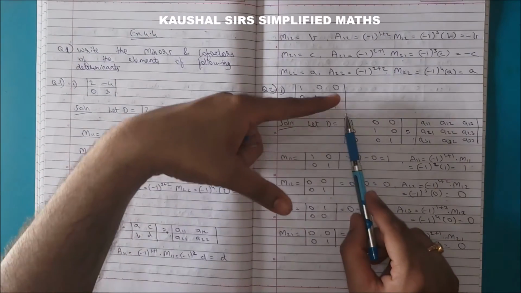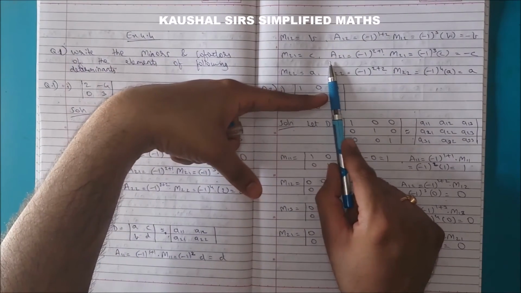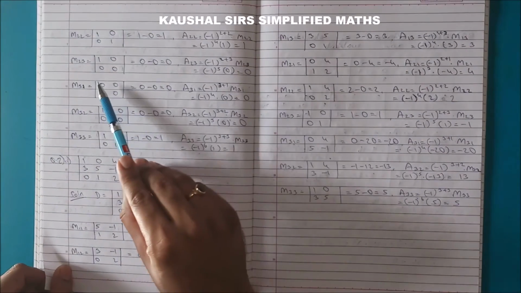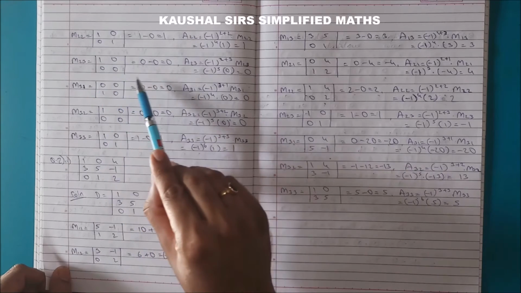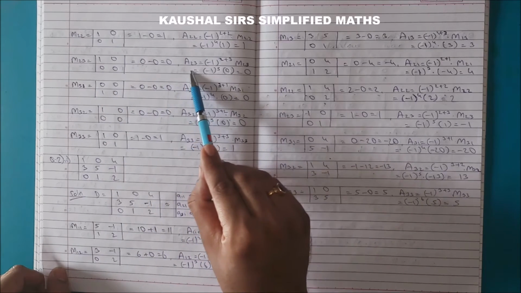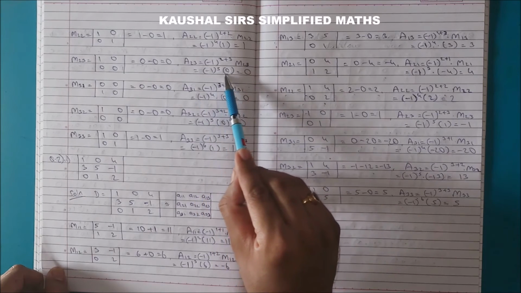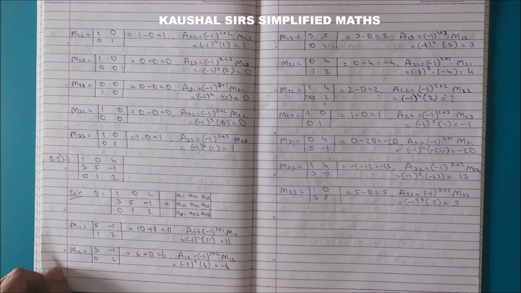Second row, third column को cover कर लो. So we are going to get determinant of these 4 elements. So again we get 1 0 0 0. So if you expand, you are going to get 0 minus 0, which is 0, and then you find the cofactor, -1 raised to 2 plus 3 into M23. M23 का value 0 put करो, so you get the answer as 0.